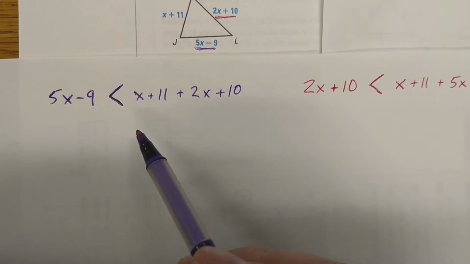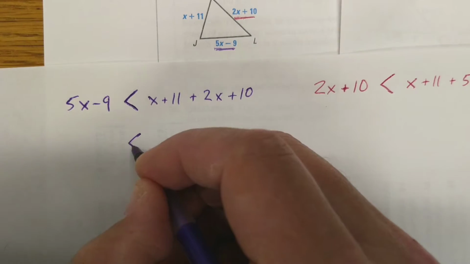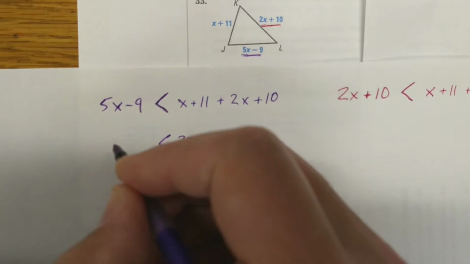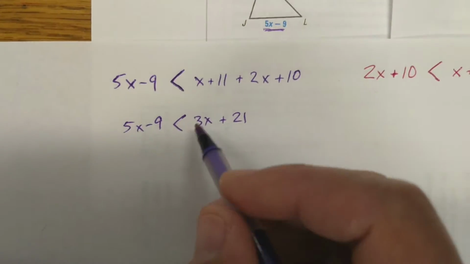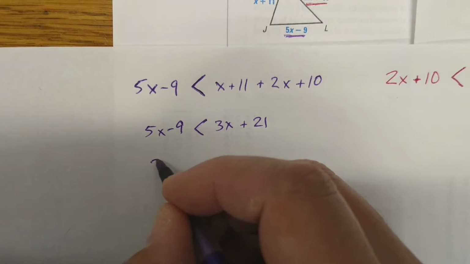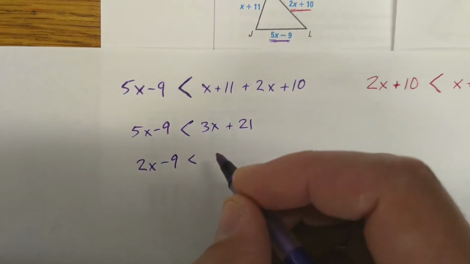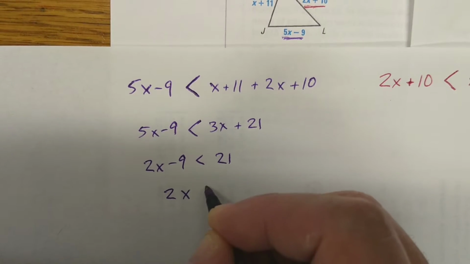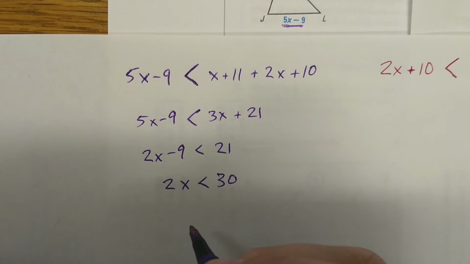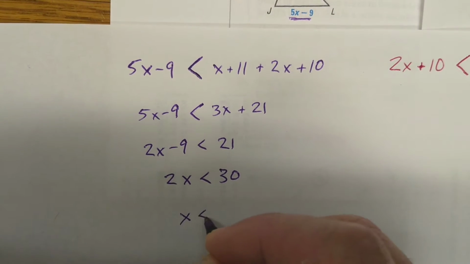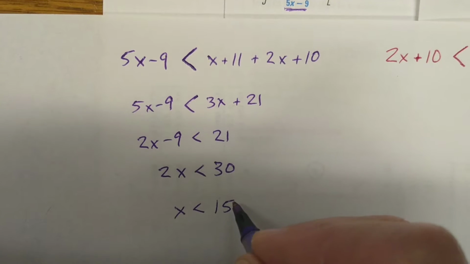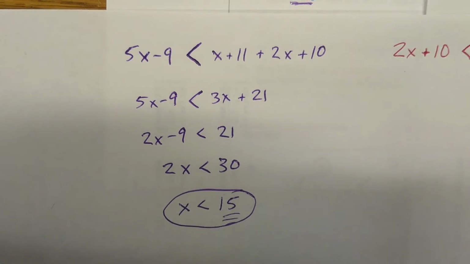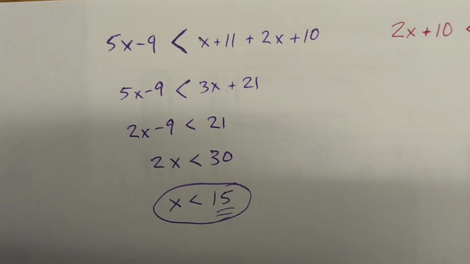Let's do the one that we started on the left first. When I combine these items over here on the left, I've got 3x and I've got 21. Okay, so then I would get rid of 3x on both sides, and I would add 9 to both sides. And then I would divide both sides by 2. When I do that, I find out that x has to be less than 15. If it's less than 15, that means 15 is the highest end of our range that we're trying to find.